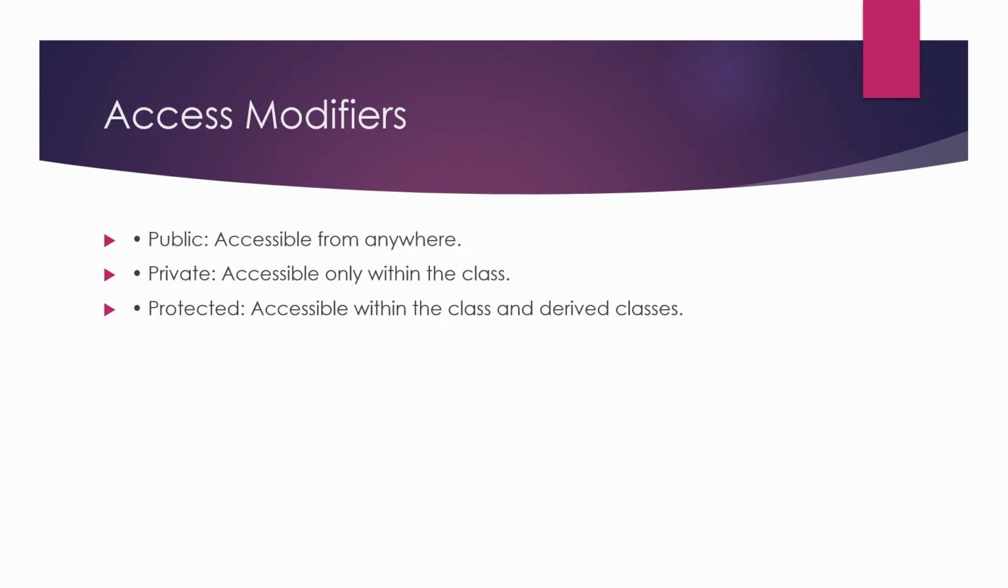Access modifiers control the visibility of data within a class. There are three main types: public, private, and protected. Public allows access from anywhere in the program. Private restricts access only to the class itself, and protected allows access within the class and its derived classes.